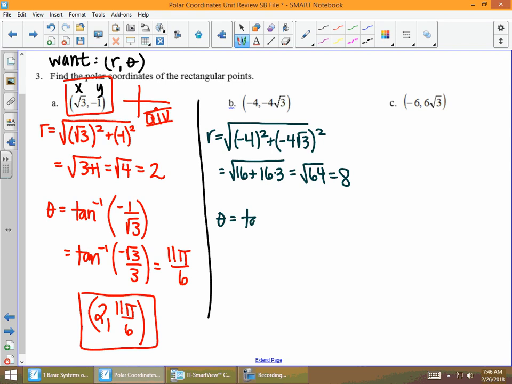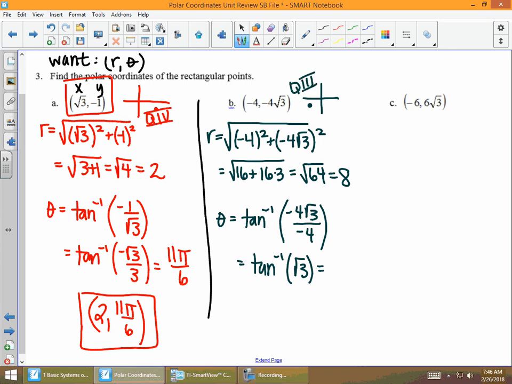Theta is arctan, or tan inverse, of y over x, negative 4 radical 3 over negative 4. And that reduces to just tan inverse, or arctan, of radical 3. Let's look back at which quadrant this should be in. So if I have two negatives and I'm in rectangular coordinates, that means I should be in quadrant 3. And since I'm doing tan inverse of radical 3, that means I need some pi over 3. And the pi over 3 that happens in the third quadrant is 4 pi over 3. So that's absolutely how I work through that. It takes me a couple seconds to think through the quadrant and the unit circle value, but it gets you there. r, theta.